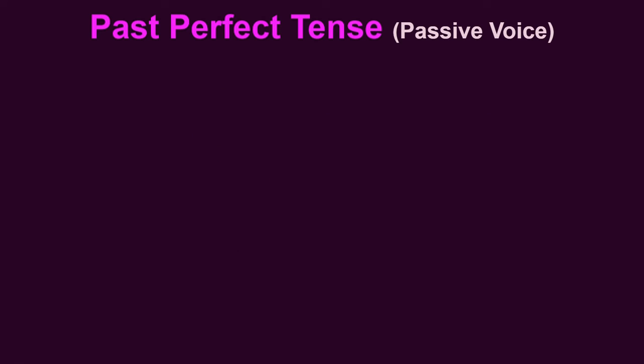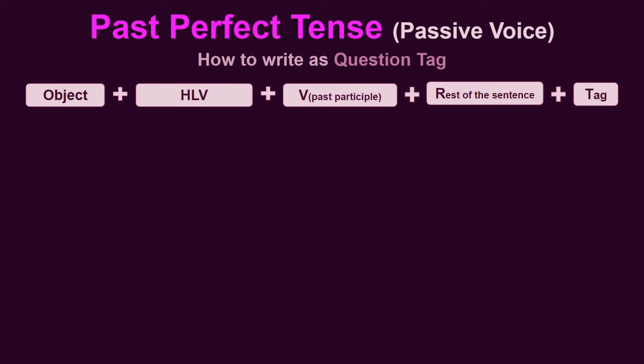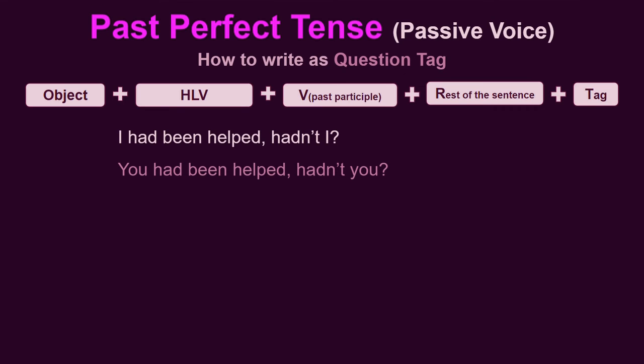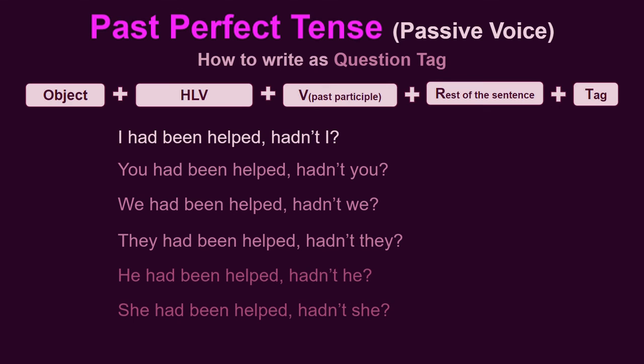Past perfect tense, passive voice. How to write as question tag. Object, helping verb, verb in past participle, rest of the sentence, and tag. I had been helped, hadn't I? You had been helped, hadn't you? We had been helped, hadn't we? They had been helped, hadn't they? He had been helped, hadn't he? She had been helped, hadn't she? It had been helped, hadn't it?